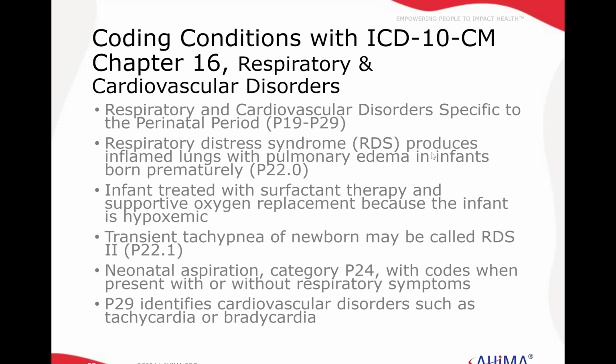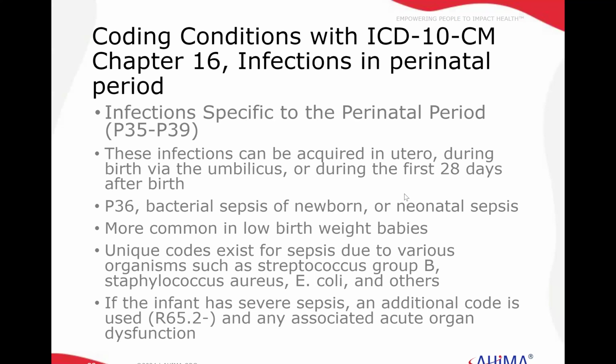And again, we have respiratory and cardiovascular disorders specific to the perinatal period, falling into P19 through P29, the respiratory distress syndrome, wet lungs with pulmonary edema, all these different types of things falling into these code categories. And then we can have infections that can be acquired either in utero or after birth, what have you.